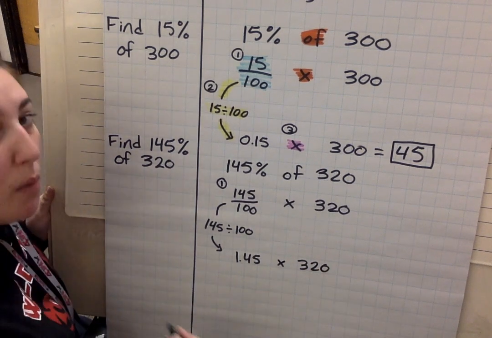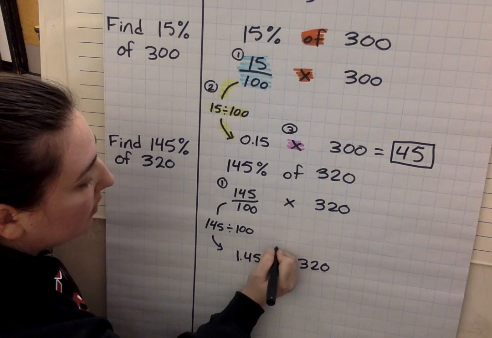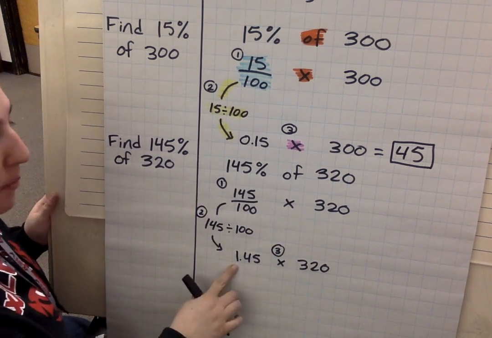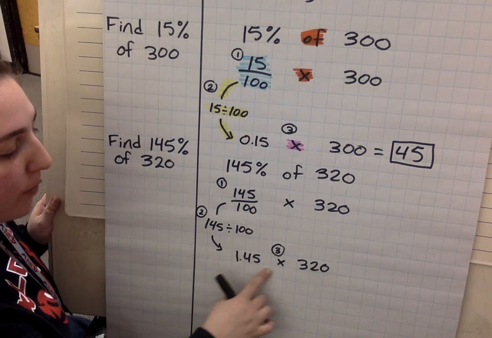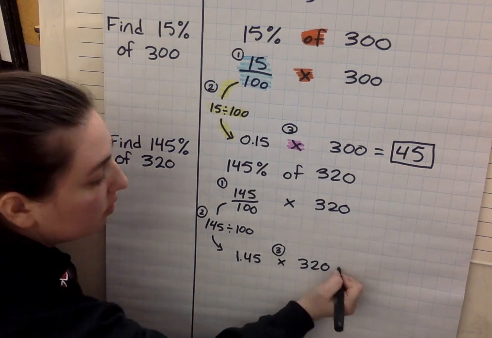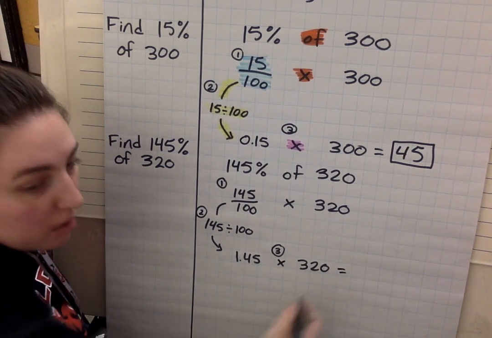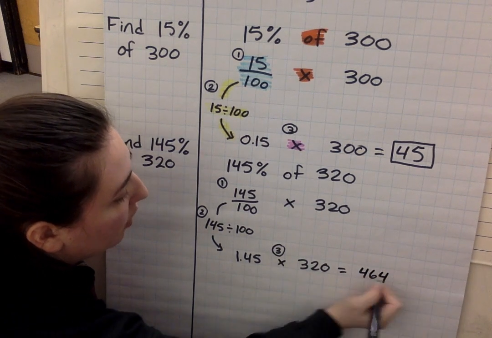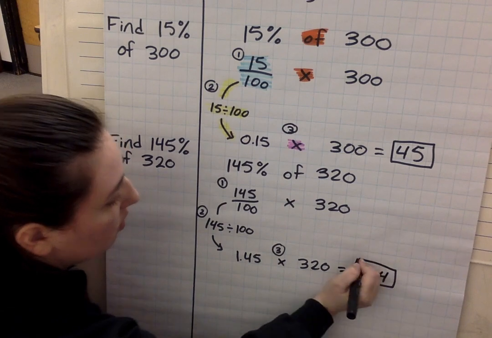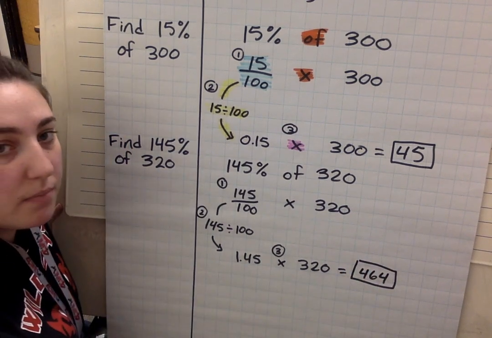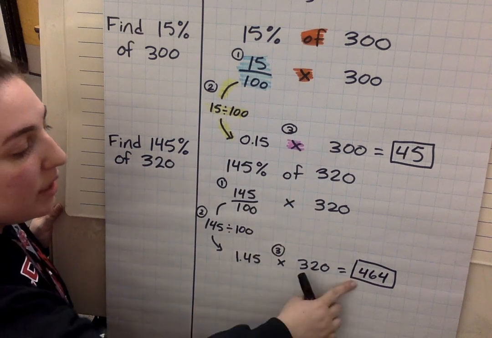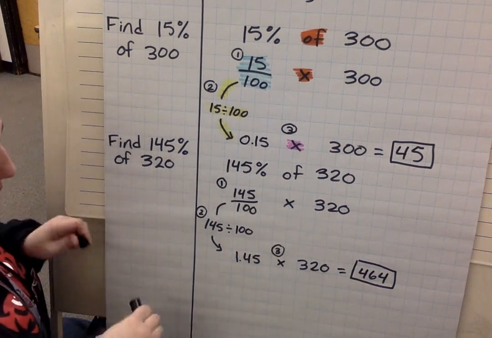Last step is to multiply. Okay, so that's step 3. Just multiply 1.45 times 320, and you will get 464. And that is the answer. Okay, so 145% of 320 is 464.